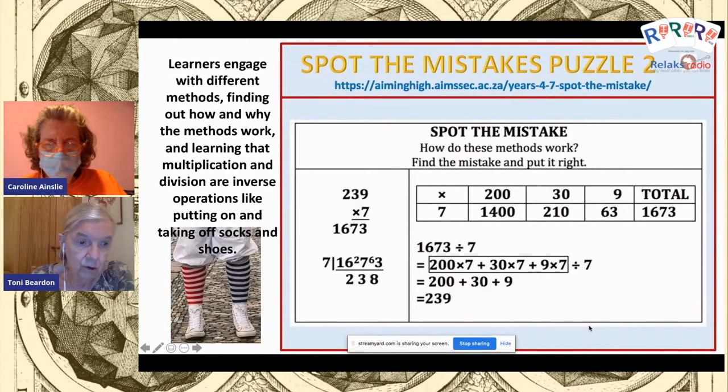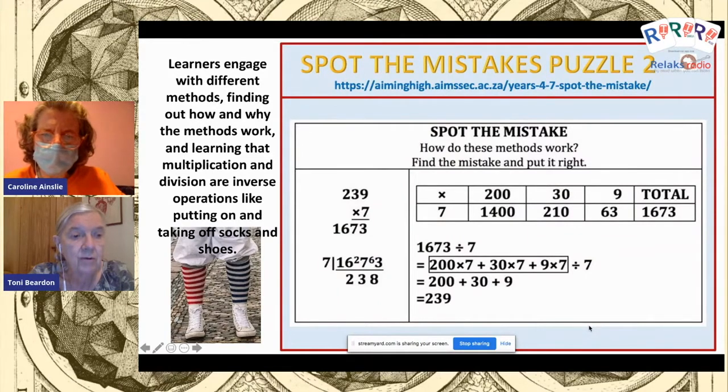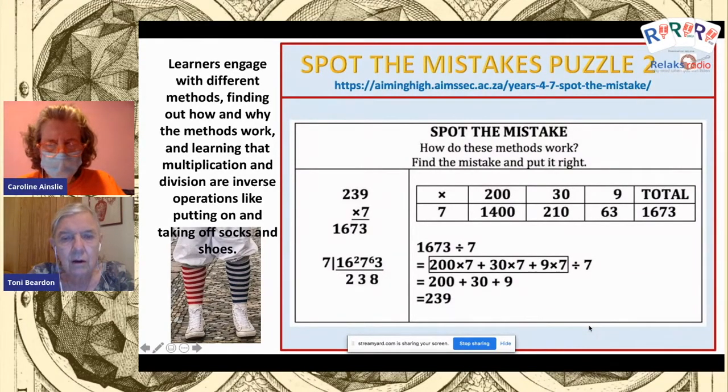Now, this is the second puzzle, and, well, you might have odd socks, but every time you put on your socks and shoes, you do it in the same way. You put on your socks first and then your shoes. And when you reverse that and you get back to being barefoot, you take your shoes off first and then socks off. So putting your socks and shoes on and taking them off are inverse operations. One undoes the other. And this puzzle shows how multiplication and division are inverse operations.